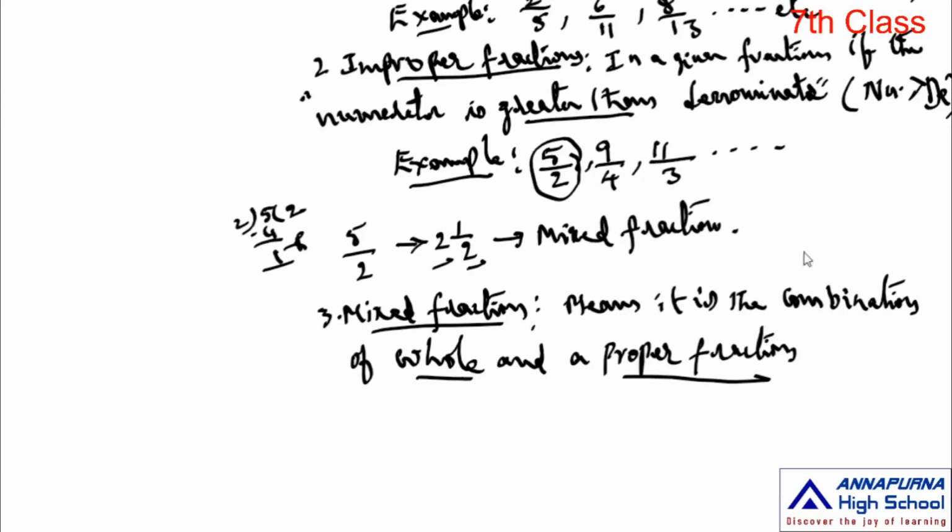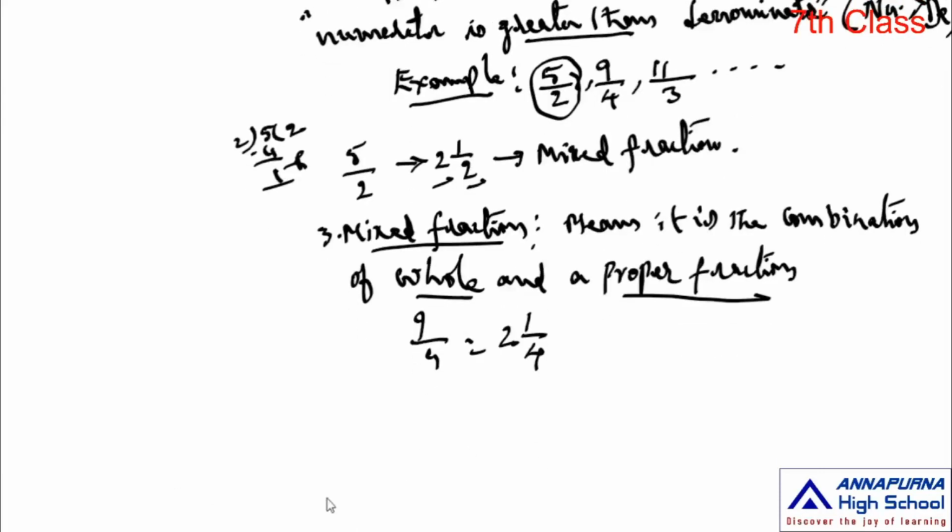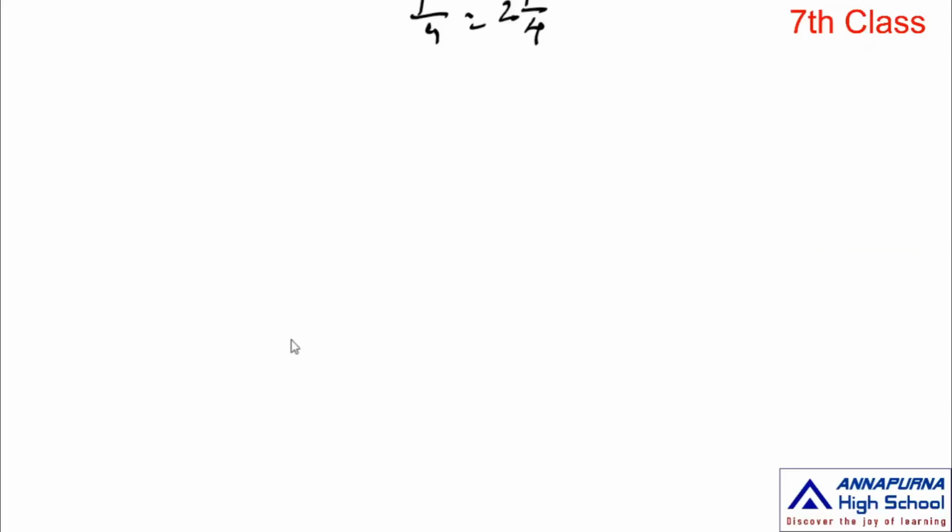You can take 9 by 4. So 9 by 4 can also be written as, 4 1s are 4, 4 2s are 8. Remainder is 1. 2 1 by 4. Here 2 is the whole part, 1 by 4 is the proper fraction. Therefore mixed fraction means it is the combination of whole part and a proper fraction. Next, come to the fourth one, equivalent fractions.